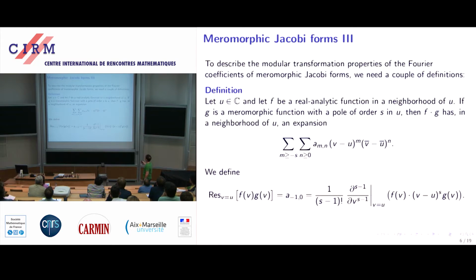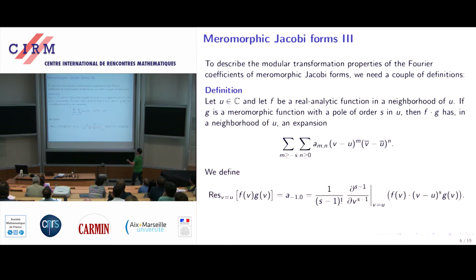Here the index n is positive because I required f to be real analytic. It doesn't have poles, but in here the power can also be negative because we allow g to have poles of order s. And so I define the residue just by taking one of these coefficients, just as you usually do for the residue, namely the coefficient of index -1, 0.